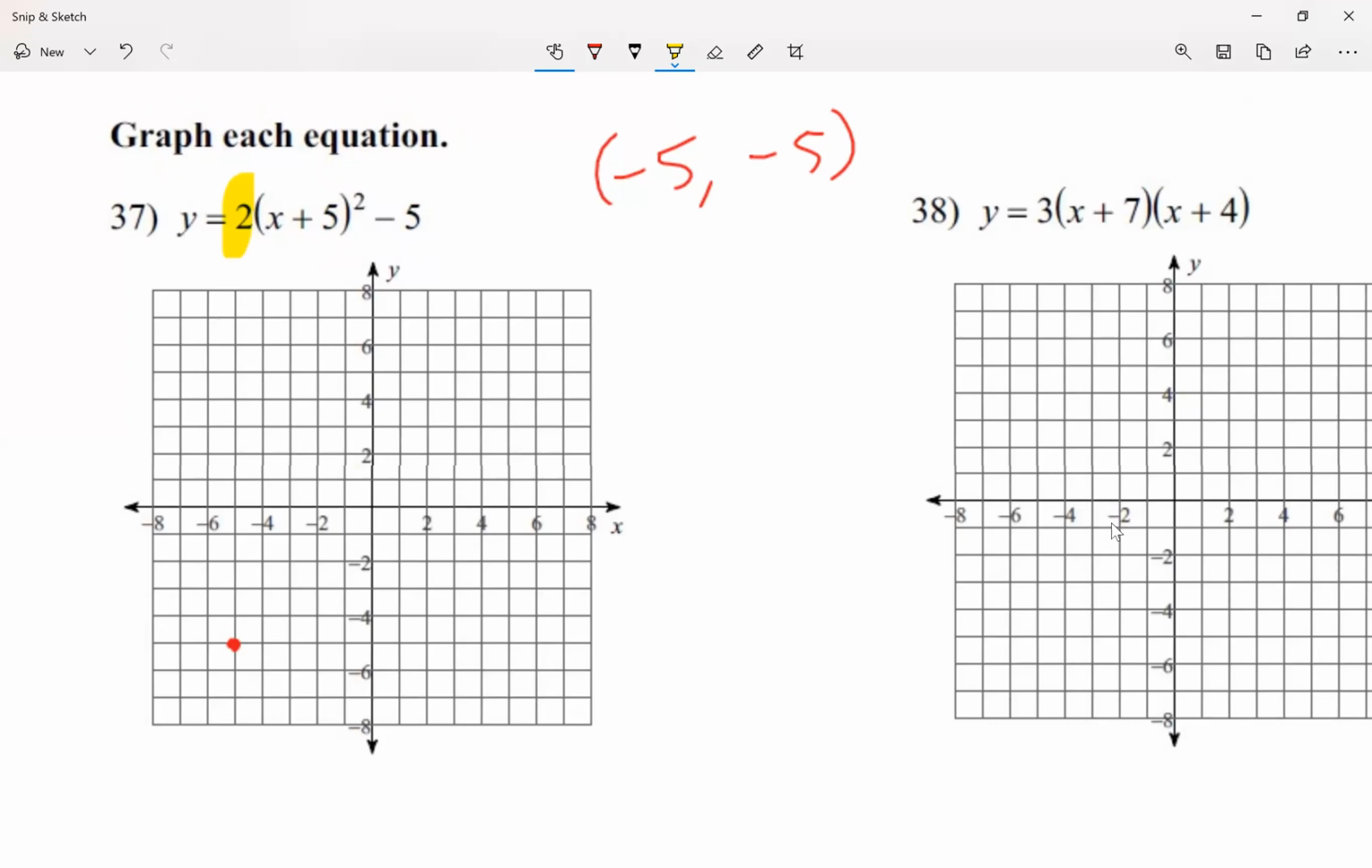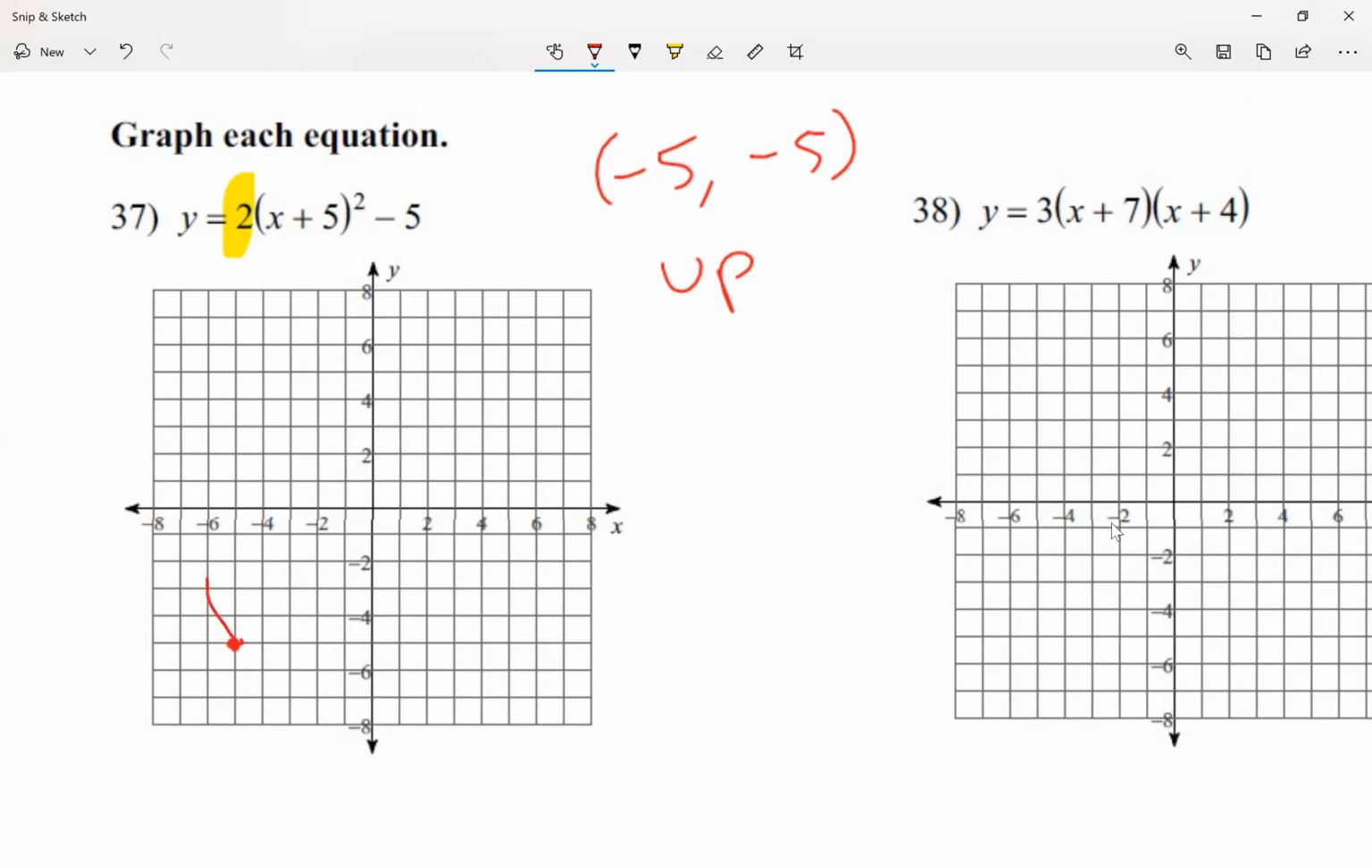Now, another thing that I know using this value at the very front, I know my aperture is up. I know this graph is open up because my 2 is a positive value. So I know this thing is up and up. When I give you guys the information in vertex form, I really just need you guys to read what's the vertex and what's the aperture. I found a vertex point, and I know this is open up.